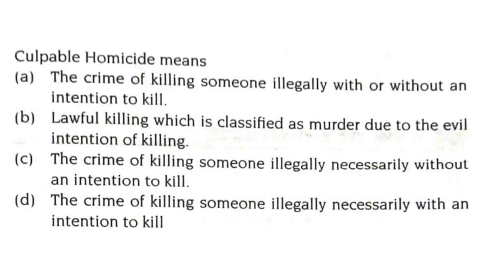Culpable homicide means the crime of killing someone illegally with or without an intention to kill. Lawful killing, which is classified as murder due to the evil intention of killing. The crime of killing someone illegally, necessarily without an intention to kill. The crime of killing someone illegally, necessarily with an intention to kill. It is murder. The crime of killing someone illegally with or without an intention to kill is culpable homicide. A is the correct answer.